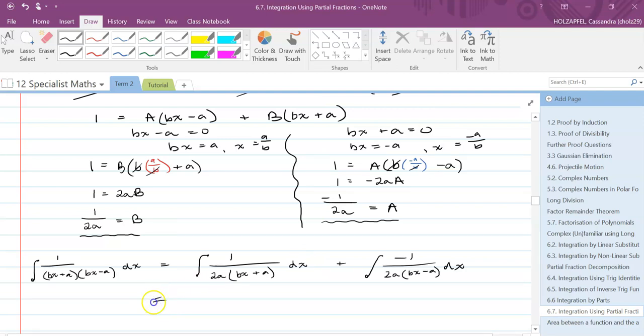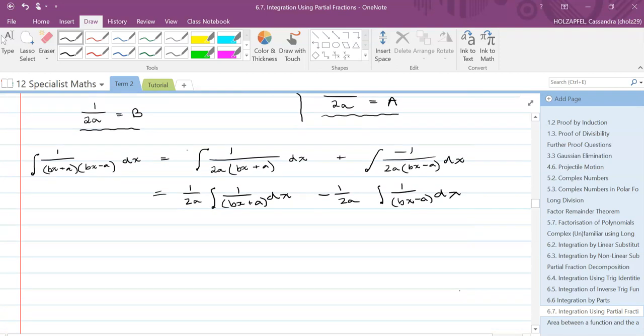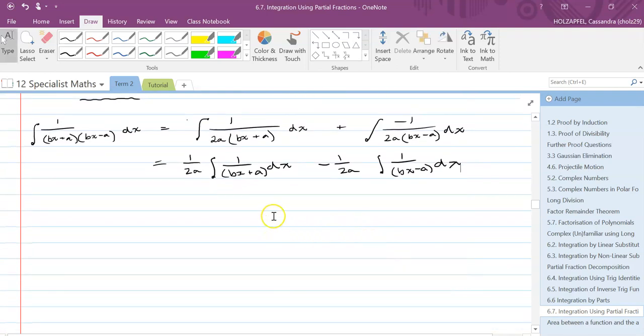Okay, and so now we're just going to find the integral of each of these. So again, because we know 1 over 2a is going to be a value, we can pop that out the front here. So we have the integral of 1 over 2a multiplied by 1 over (bx + a) dx. And that's going to make it a little bit simpler for us to integrate this. We could also really factor out this 1 over 2a completely out the front if we wanted to do it that way as well. So 1 over (bx − a) dx. All right, so let's go ahead and finish this integration now using our integration rules.